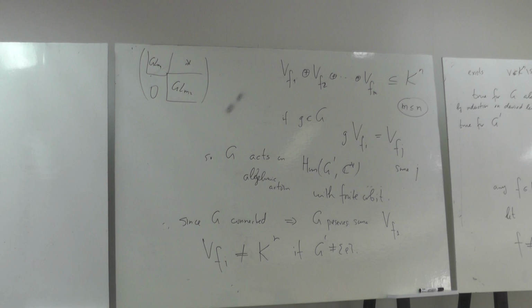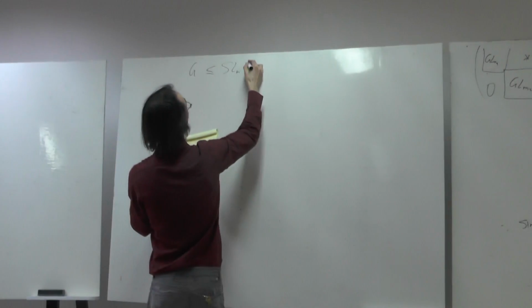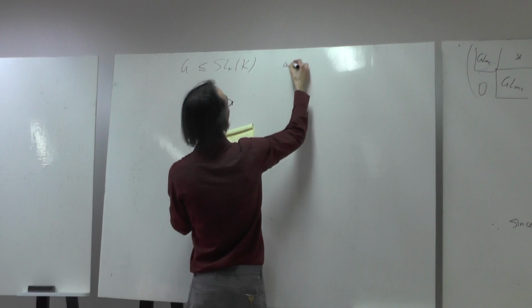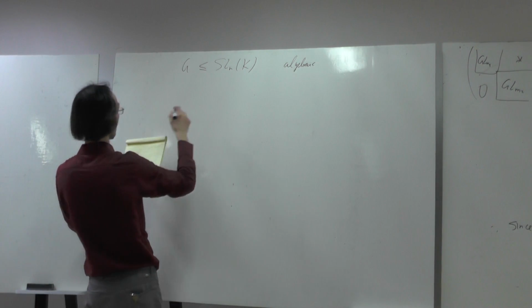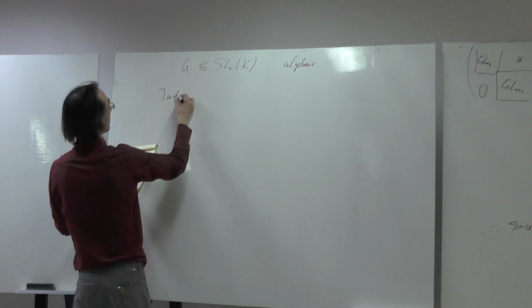So now I want to define. There's still a few definitions we need to do. I'm going to define semi-simple and simple and simply connected algebraic groups. So let's start with the Jordan decomposition. So if I have now G inside SL_n(K), algebraic, then I have the Jordan decomposition.